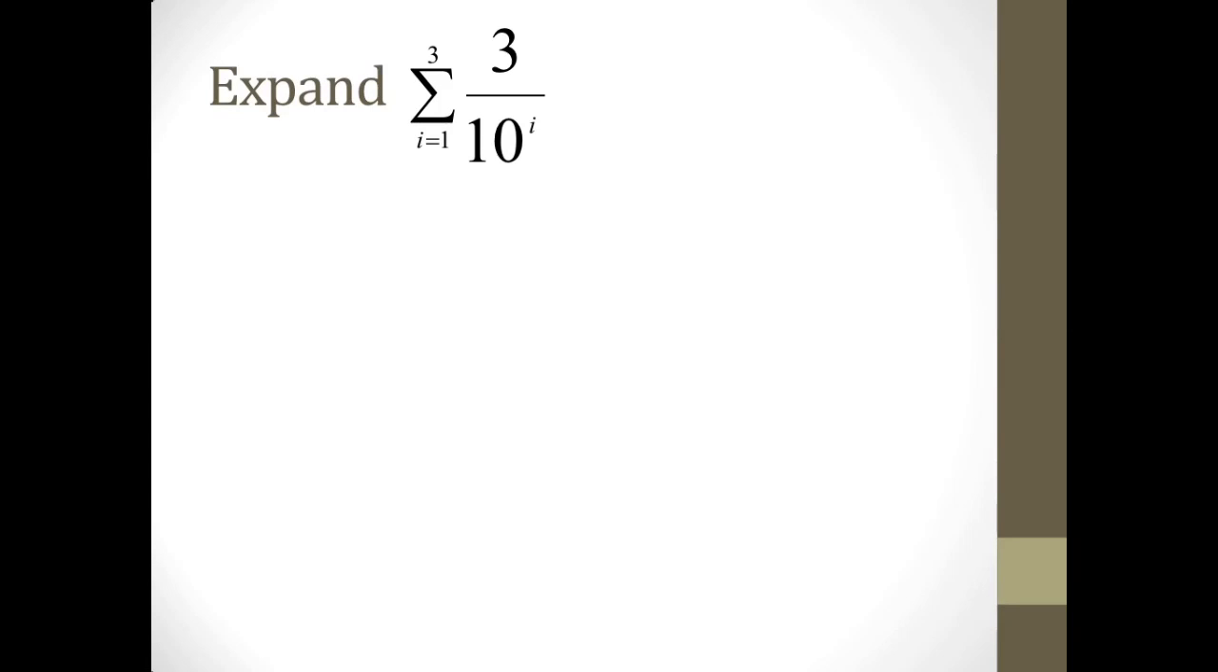For our last example, we're going to do one more sigma notation. We're going to expand this out and then find the sum. So again, we're going to plug in values from 1 to 3 into i, which means that for my terms, I have 3 over 10 to the first, plus 3 over 10 to the second, plus 3 over 10 to the third. And then again, we want to evaluate the sum. So when we add these all together, we get 0.333.